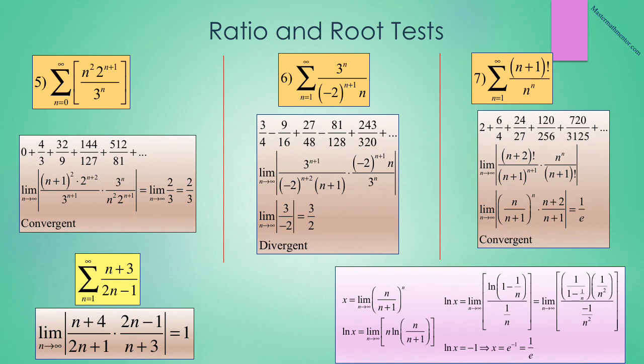Note that the ratio test is inconclusive with the summation n equals 1 to infinity of n plus 3 over 2n minus 1. Because if we apply it, we will get the limit as n approaches infinity of n plus 4 over 2n plus 1 times 2n minus 1 over n plus 3. And when we take the limit as n approaches infinity of the absolute value of that expression, we get 1. This will always occur with rational expressions involving only polynomials or polynomials under radicals.